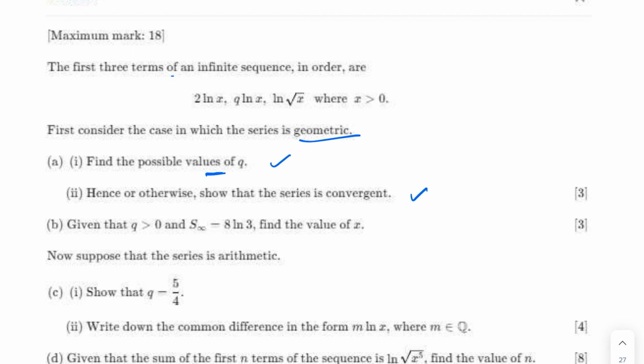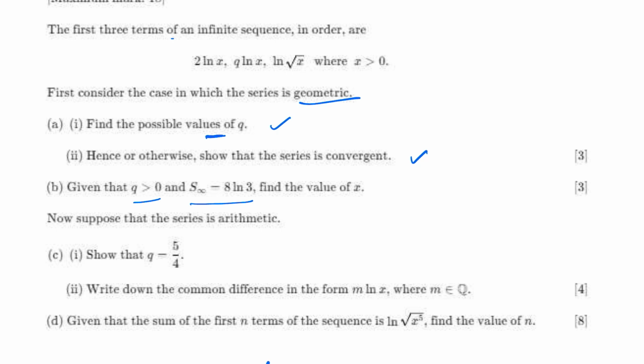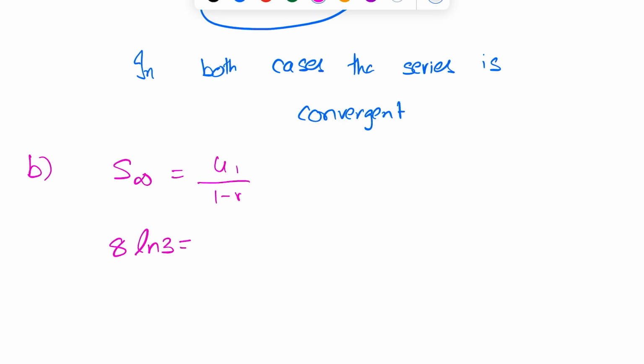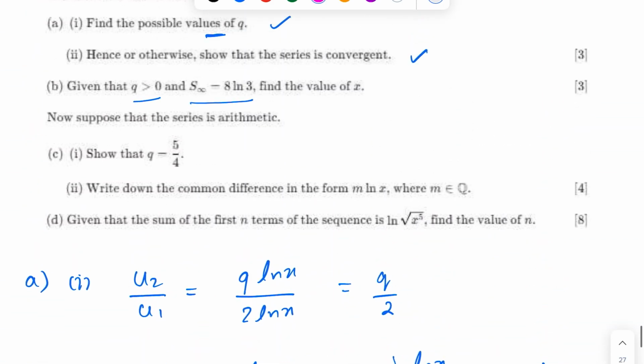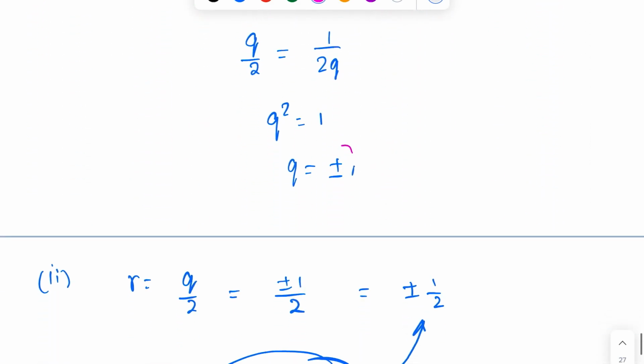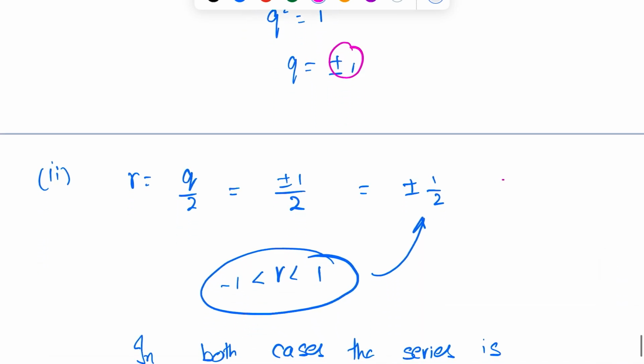Now part B. Given that q is greater than 0, s infinity is 8 ln 3, find the value of x. So what is the meaning of s infinity? S infinity means u1 upon 1 minus r. So s infinity is 8 ln 3 equals u1, which is 2 ln x, by 1 minus r. R I am taking as 1 upon 2 because he told that q is greater than 0. Q greater than 0 means I am going to take plus 1. So therefore I am going to take r as plus 1 upon 2.